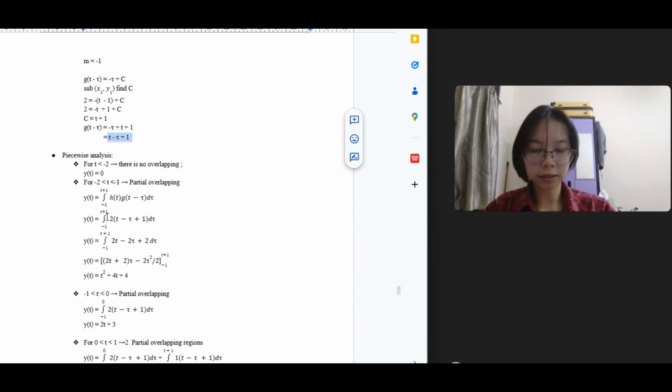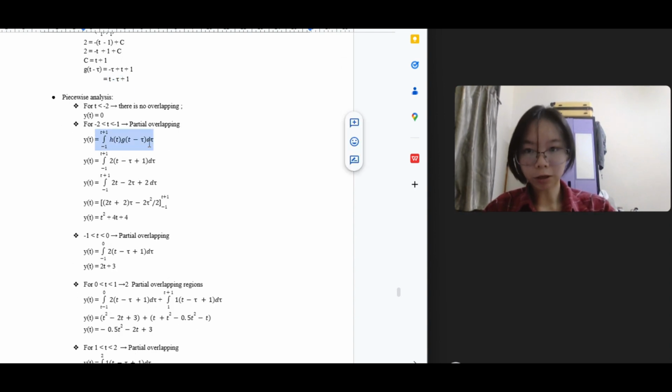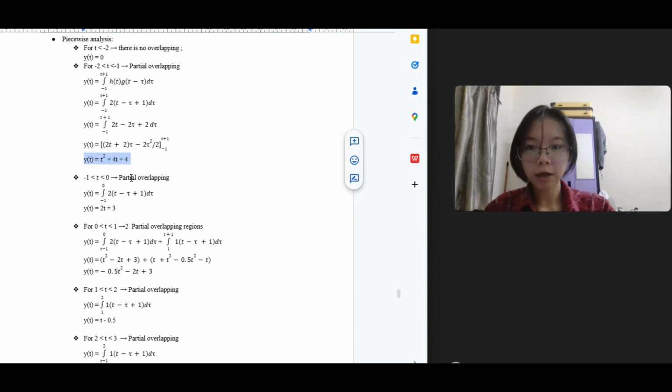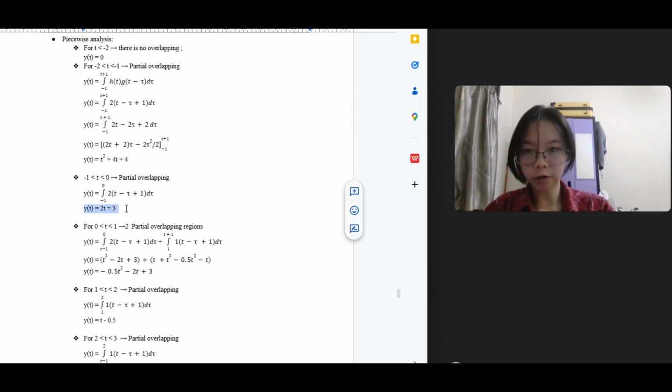And then next we can do the piecewise analysis. For t less than negative 2, there is no overlapping, so y is 0. For negative 2 to negative 1, there is a partial overlapping, so there is one integration here, and we can get y(t) equal to this equation. For negative 1 to 0, it's the same. It also has partial overlapping, so also one integral over here, and we get y(t) equal to a straight line.